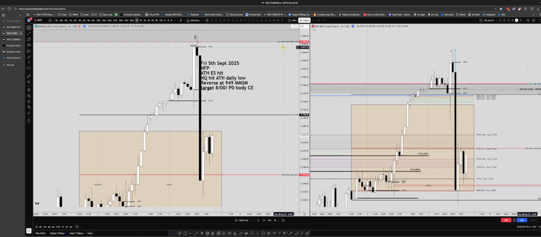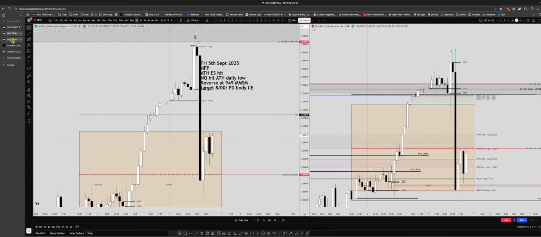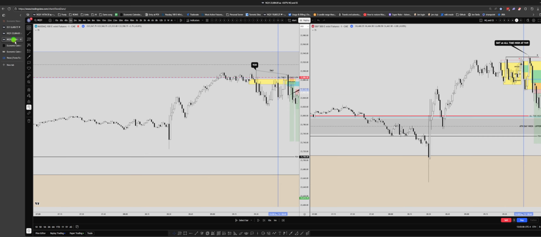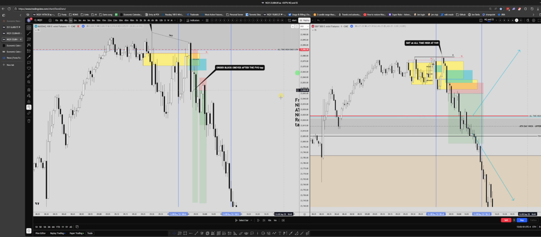And it was the all-time daily high. Sorry, the all-time high daily candle's low, right? So we look at that. The low is what it tapped into. So it didn't want to reach all the way to the top. So now look at the entries.